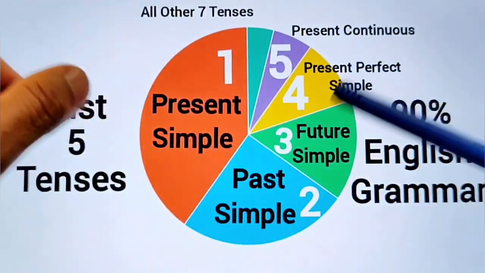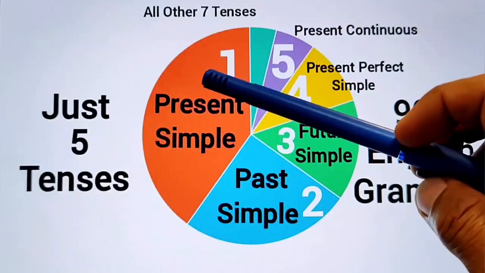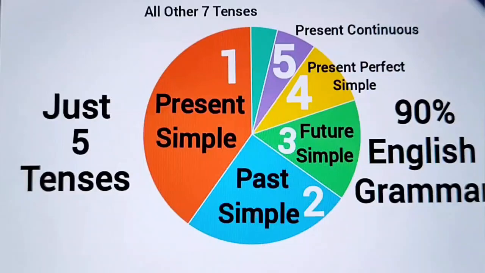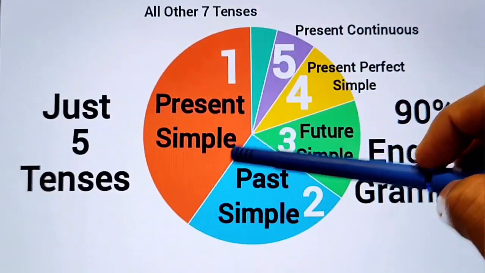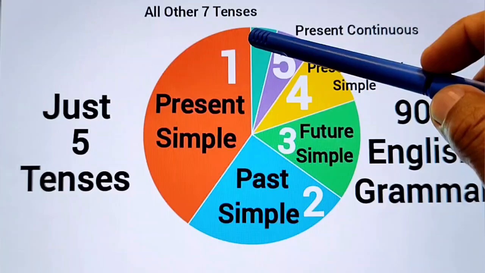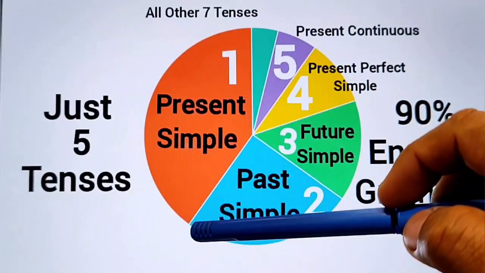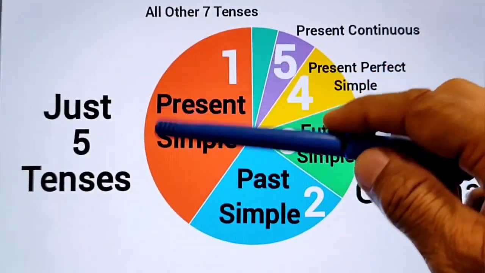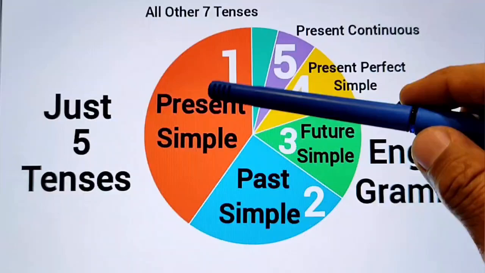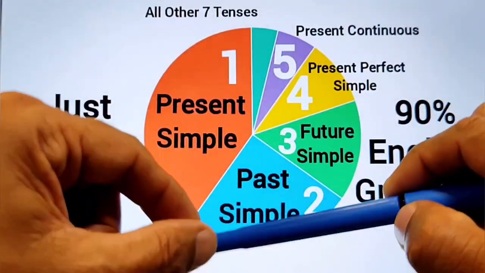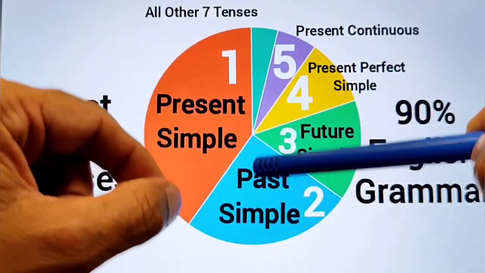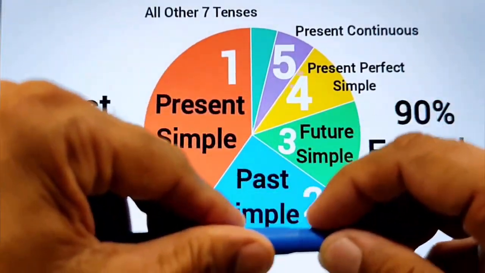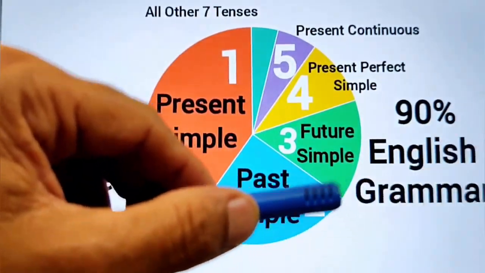Let me explain with this graph how much percent of the simple present tense is used in English communication. We use about this red area during our communication, reading, writing, or using English. This area must be around 35 to 40%. If you understand the simple present tense, you understand about 40% of English grammar, so it will be very easy for you to understand all other tenses.